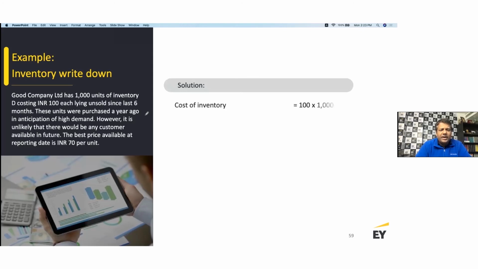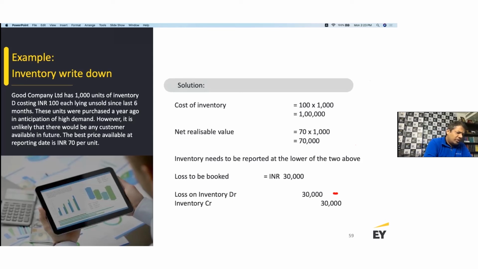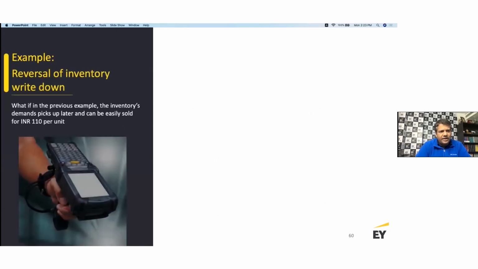All right. Cost of inventory, 100 into 1000, which is 1 lakh. Net realizable value, 70 into 1000, is 70,000. So I compare the two, and I'll record a loss of 30,000. Loss on inventory debit 30,000 and inventory credit 30,000. This goes to profit and loss account, right? This goes to P&L. Being inventory write down.